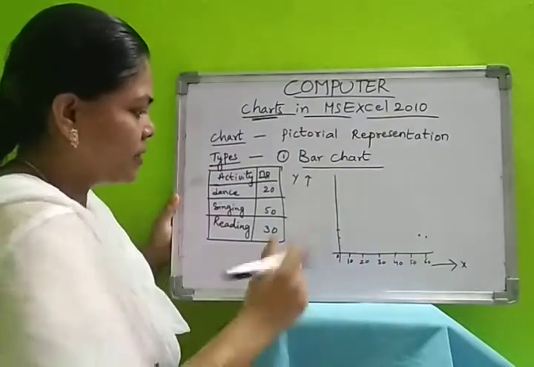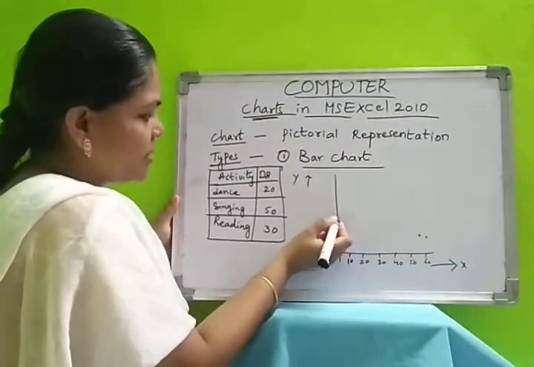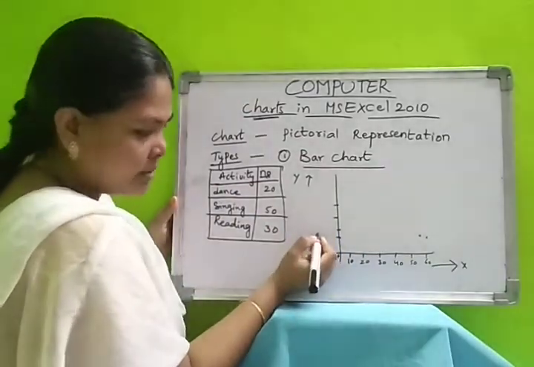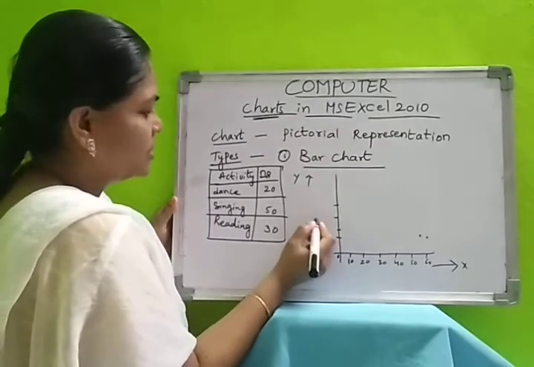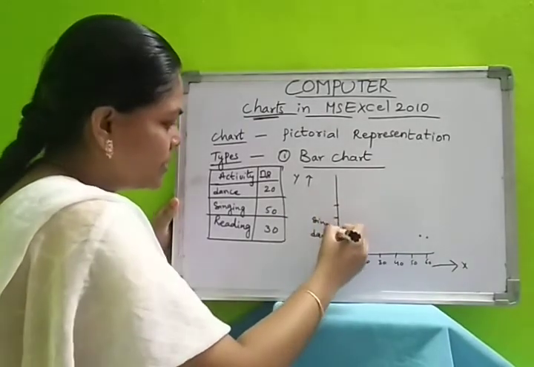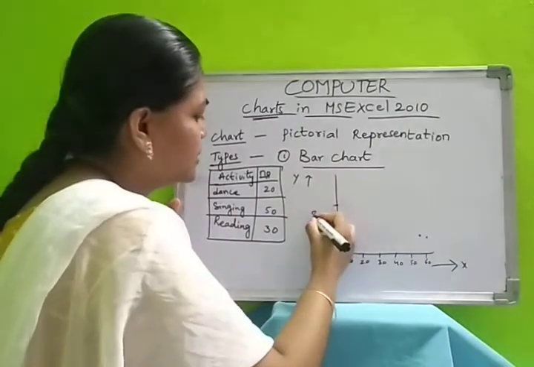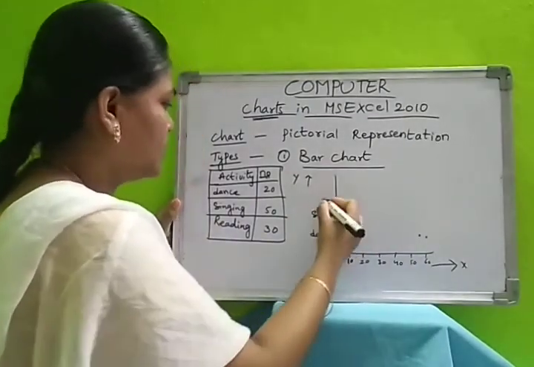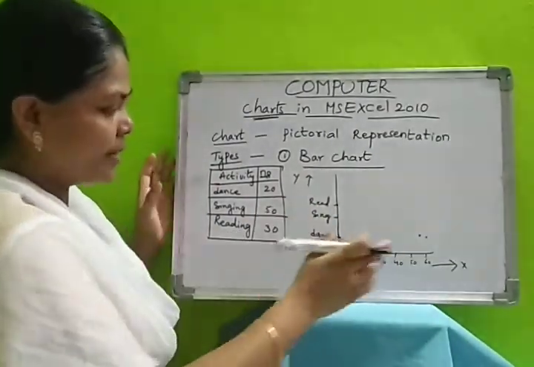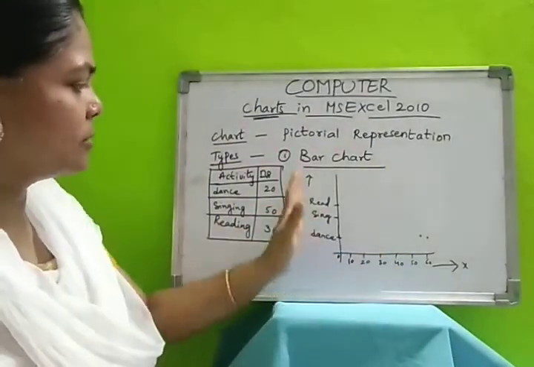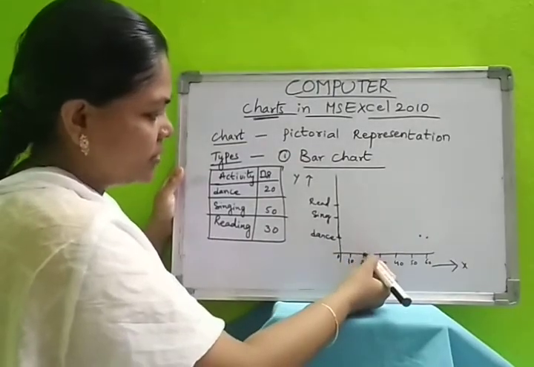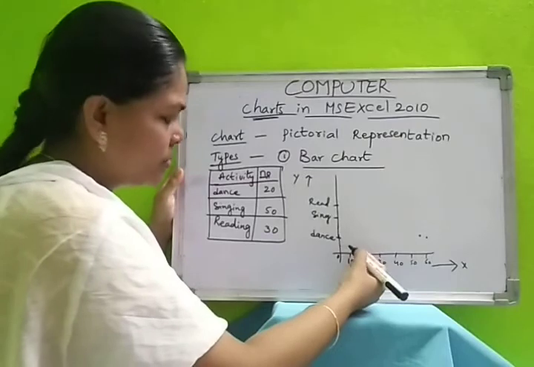On the x-axis the values are given, and on the y-axis the activities are given. How many activities have we taken? 3 activities. Okay. Dance, singing and reading. These 3 we will take, and we will compare these 3 with the values. So values and these activities. Okay. So 20 members. How many will do dance here? For 20 members, this one.